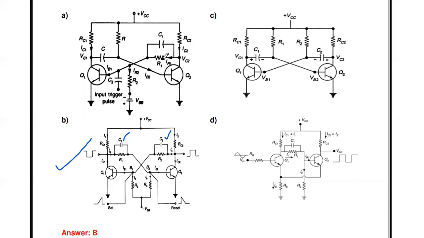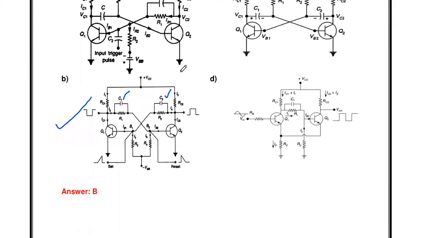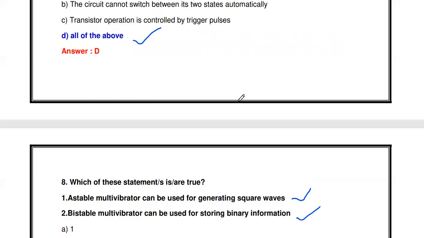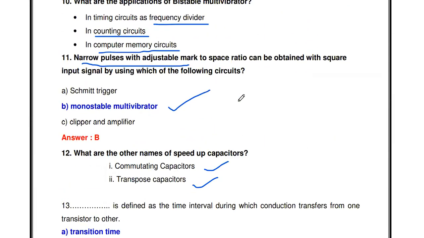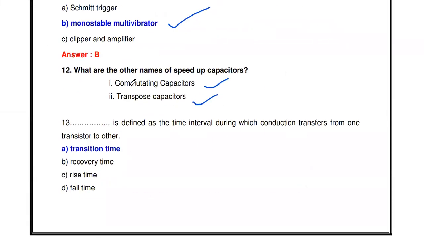Similarly in monostable, you see across the resistor R1, this C1 is the speed up capacitor. But in astable, there is no speed up capacitor. So the other name of the speed up capacitor is commutating capacitor or transpose capacitor. This capacitor is used to reduce the transition time.